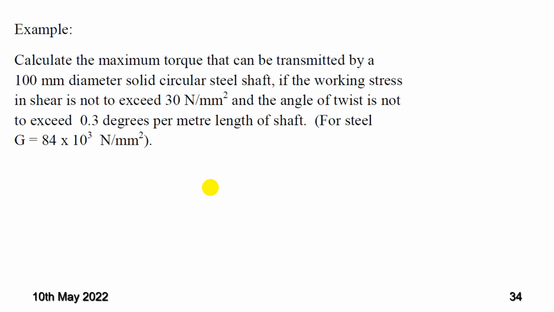Let us look at an example. Calculate the maximum torque that can be transmitted by a 100 mm diameter solid circular shaft if the working stress in shear does not exceed 30 Newton per millimeter squared, and the angle of twist does not exceed 0.3 degrees per meter length of the shaft. So we need to find the maximum torque, T max. The diameter is 100 millimeter and it is a solid circle.